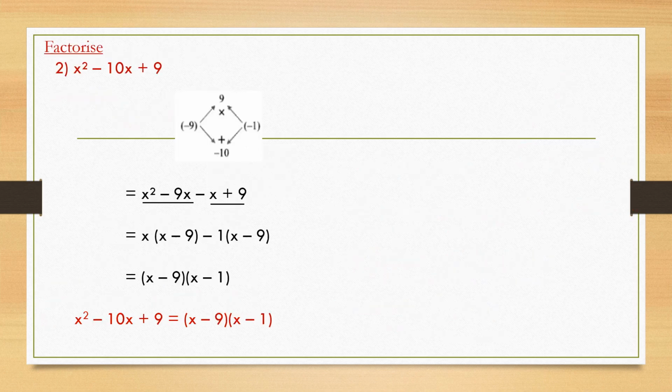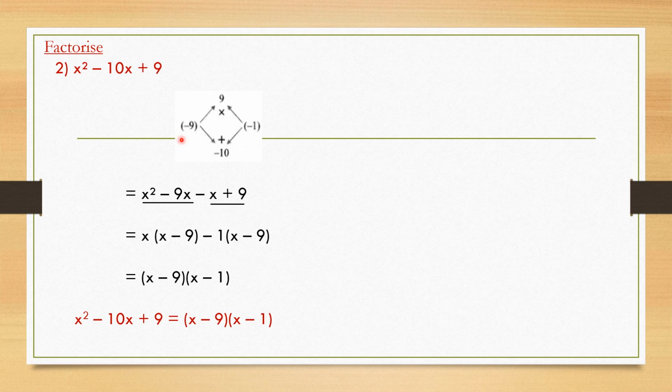Let us solve one more sum. This is the second sum of the exercise. Here the expression is x squared minus 10x plus 9. Now here the last term is 9. I want to split 9 into two such numbers that after multiplying those numbers I should get 9, and after adding those two numbers I should get the middle term. One thing to note, in this case the middle term is minus 10. So after adding those two numbers I should get minus 10.